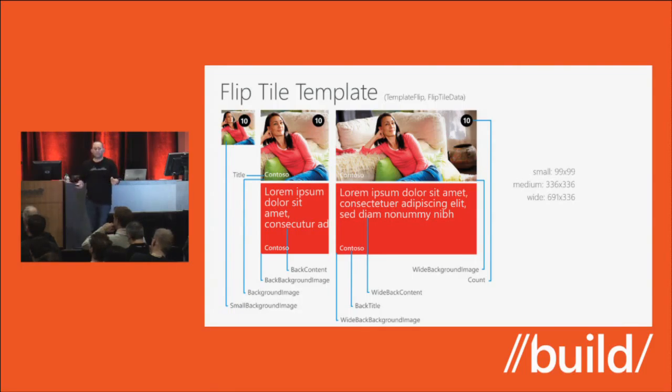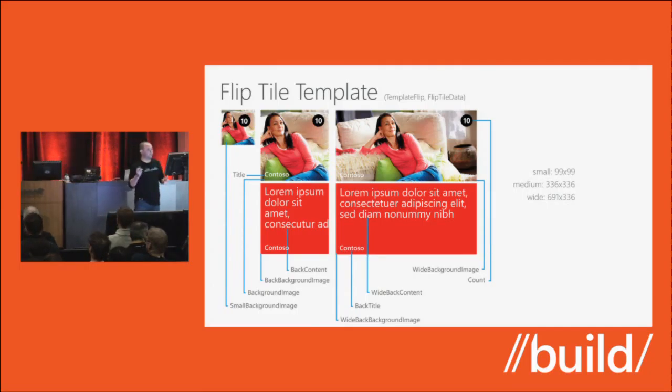So these are full bleed images when you use these. 99 by 99 for small, 336 by 336 for medium, and 691 by 336 for wide. You'll notice if you're familiar with the old tiles, which were 173 by 173, these are significantly bigger. This is quite a bit bigger, and it looks really, really good in a WXGA display. I'll talk about multi-res a little bit more later, but what you should do is stick with these sizes, and no matter what resolution your app is running on, we'll make sure the tile scales appropriately for you. So you don't have to send a different tile size for WXGA, 720p, WVGA. You just send us these, and they'll look great across all resolutions.